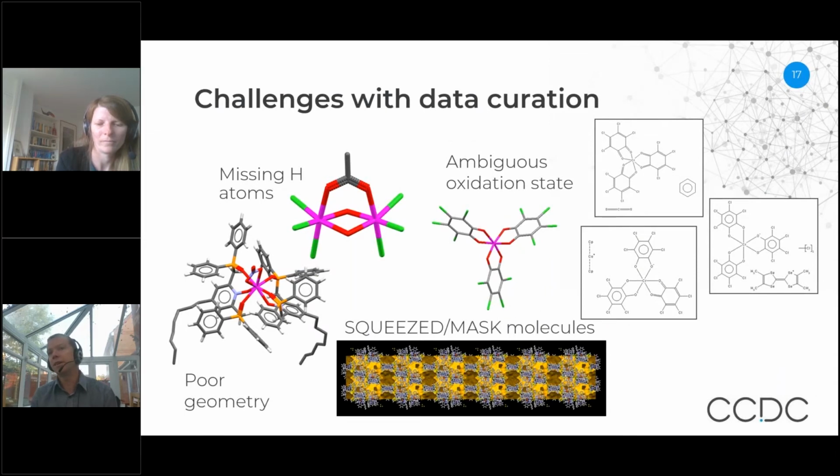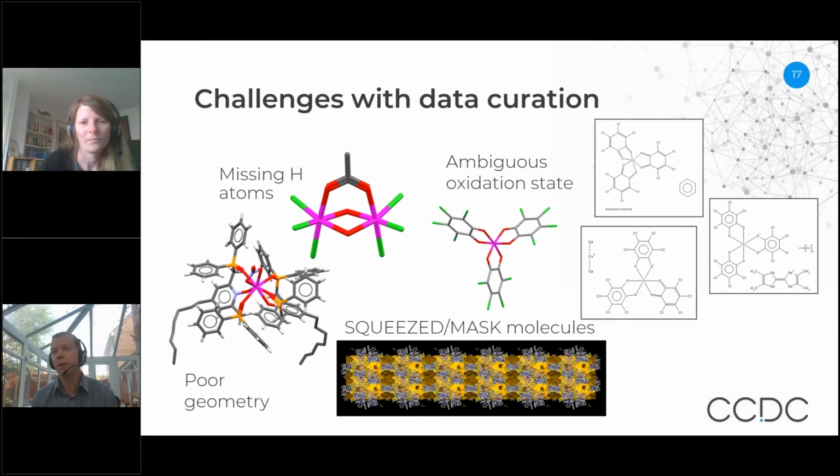On this slide, I've highlighted 4 areas which can cause particular challenges during data curation. Missing hydrogen atoms and poor geometry of structures can cause problems interpreting the chemistry. And this can be quite time consuming and can involve investigating both the original publication and sometimes requires correspondence with the depositors of the structures.